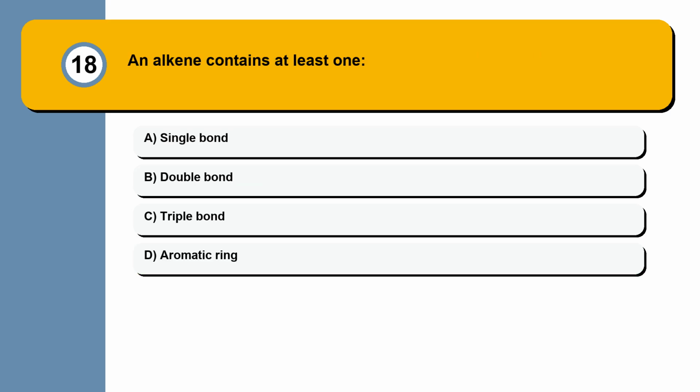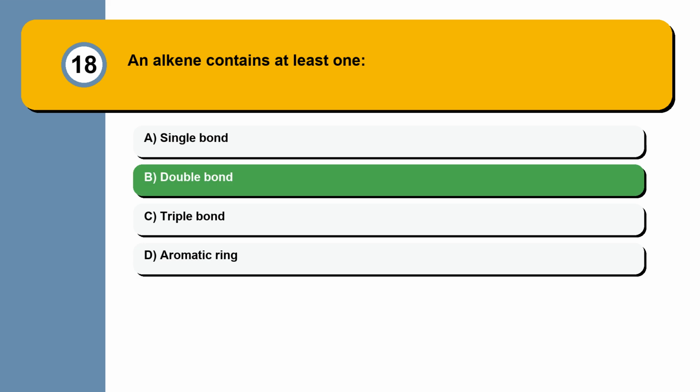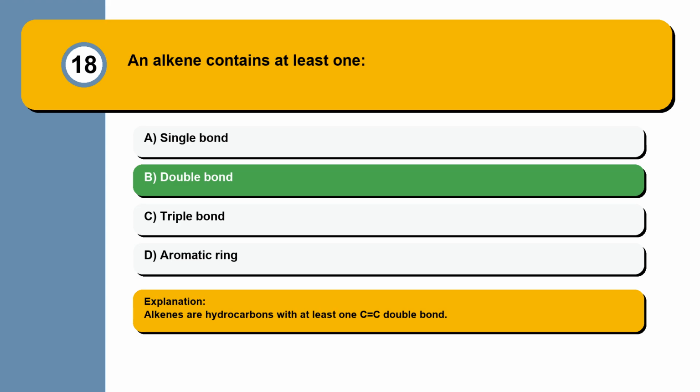Question 18. An alkene contains at least one: single bond, double bond, triple bond, aromatic ring. Alkenes are hydrocarbons with at least one C=C double bond.